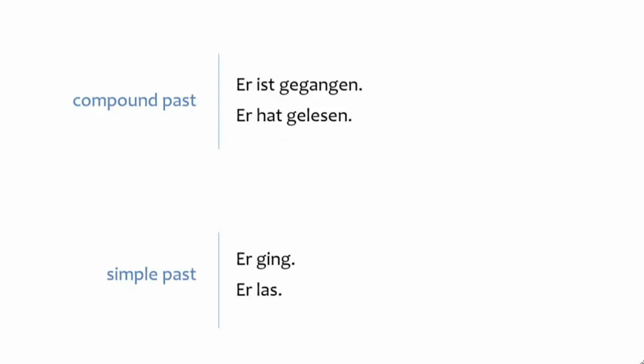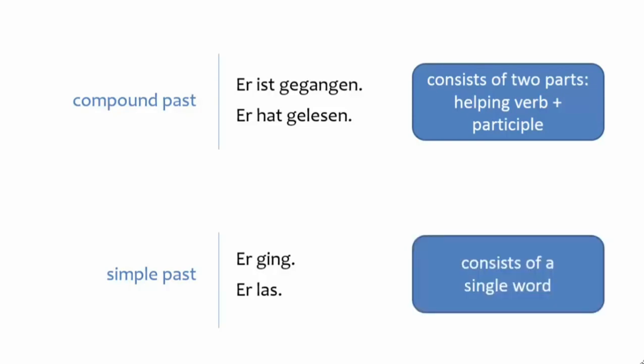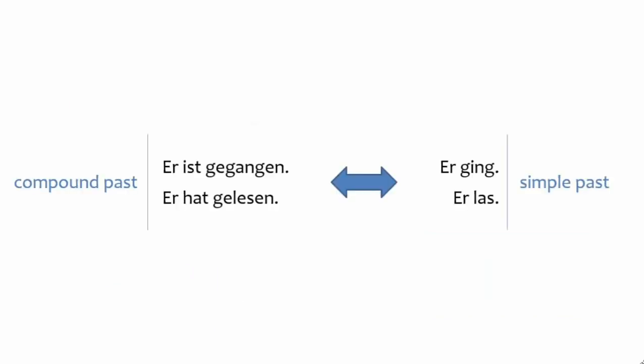The compound past is called compound because it consists of two parts, a helping verb and a past participle. There is a second past tense form called the simple past. It is so named because it consists of a single word. The meaning of the simple past is exactly the same as the meaning of the compound past. To put it slightly differently, the meanings created by these two tenses are entirely identical and interchangeable.